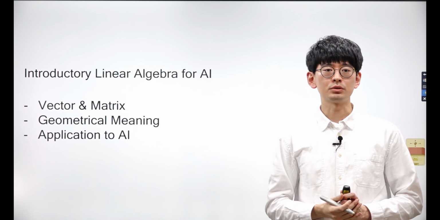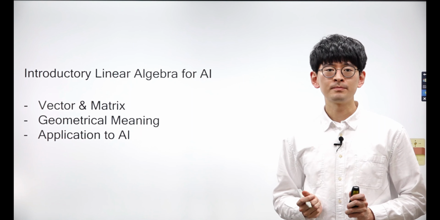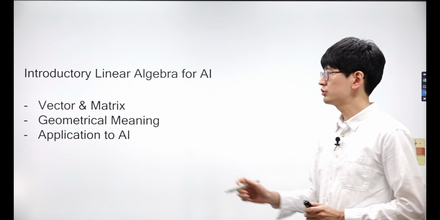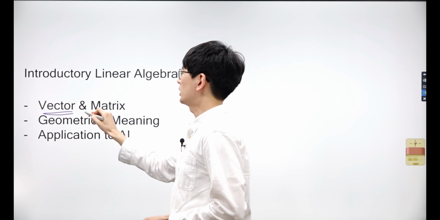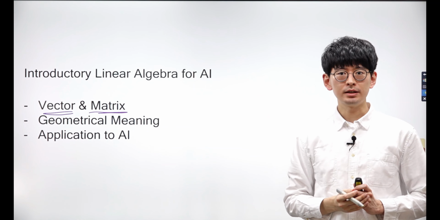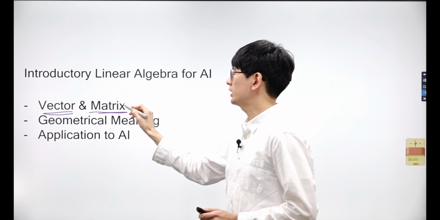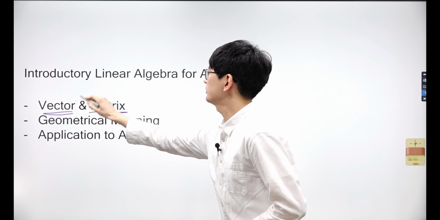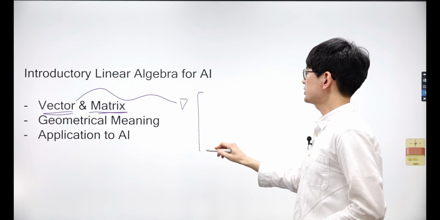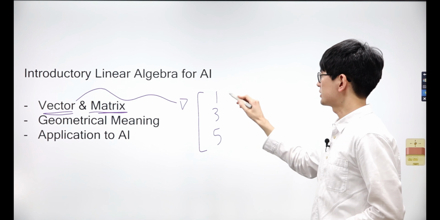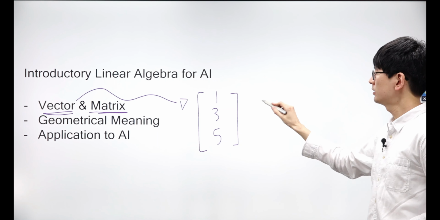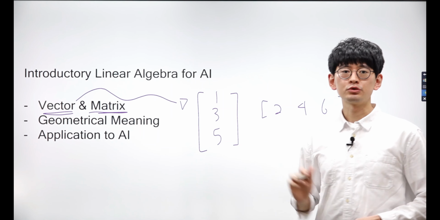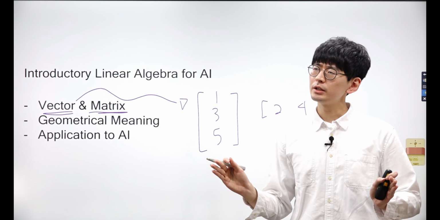Linear algebra is a study of numbers, and although it's a study of numbers, it is primarily focused on the operations of vectors and matrices. You might not be familiar with the terms vector and matrix, but you can think of vectors and matrices as arrangements or collections of numbers. A vector, for example, is a collection of numbers arranged either vertically like this or horizontally like this, representing a series of numbers in a row or a column.